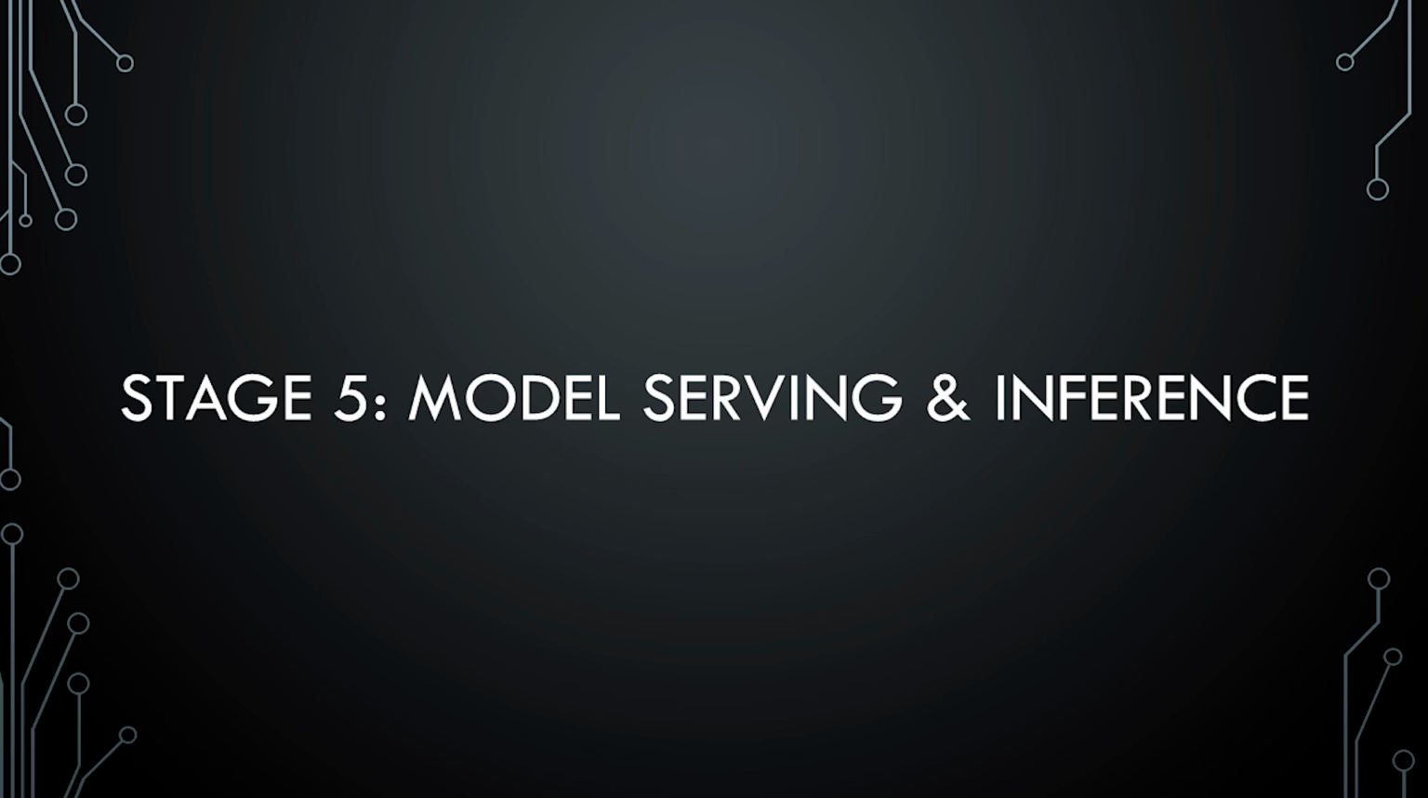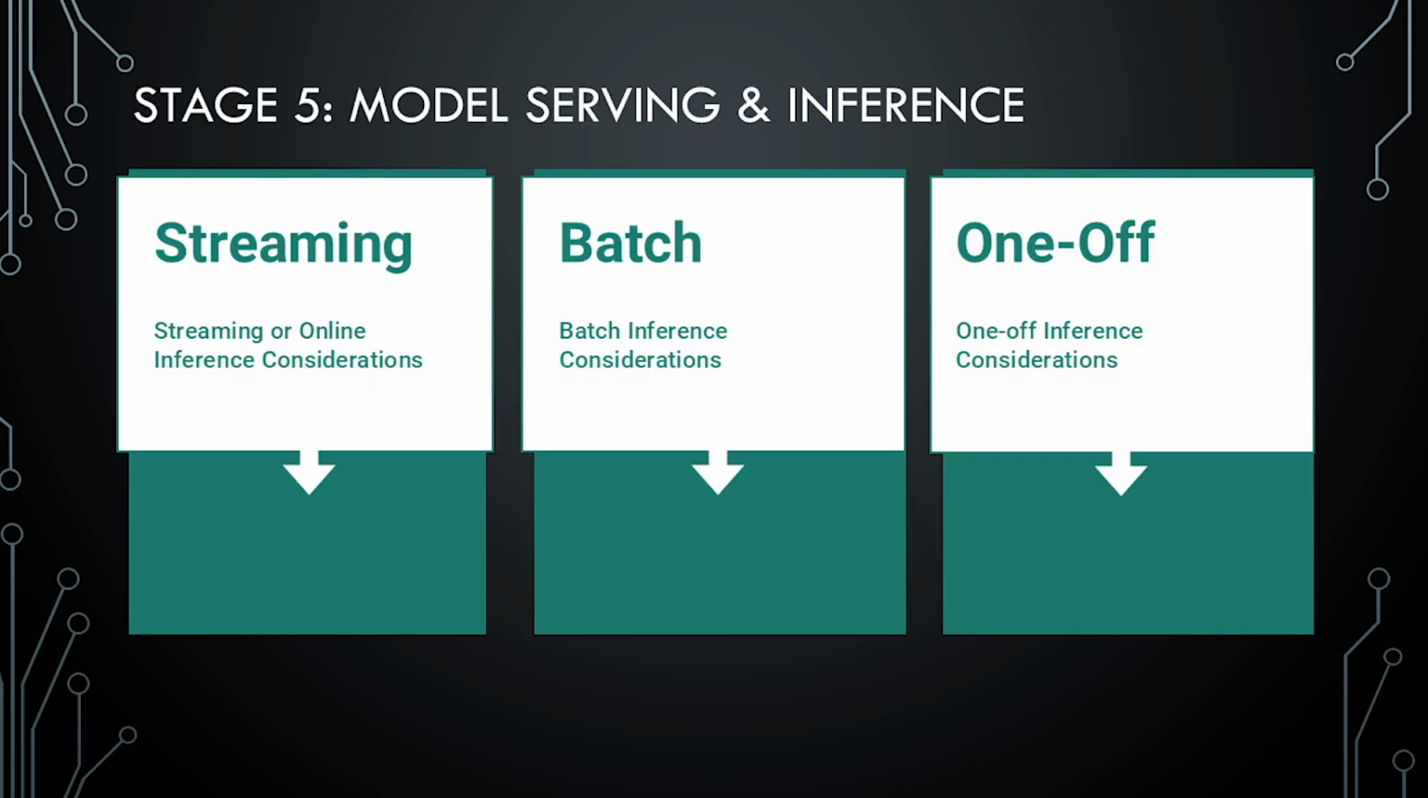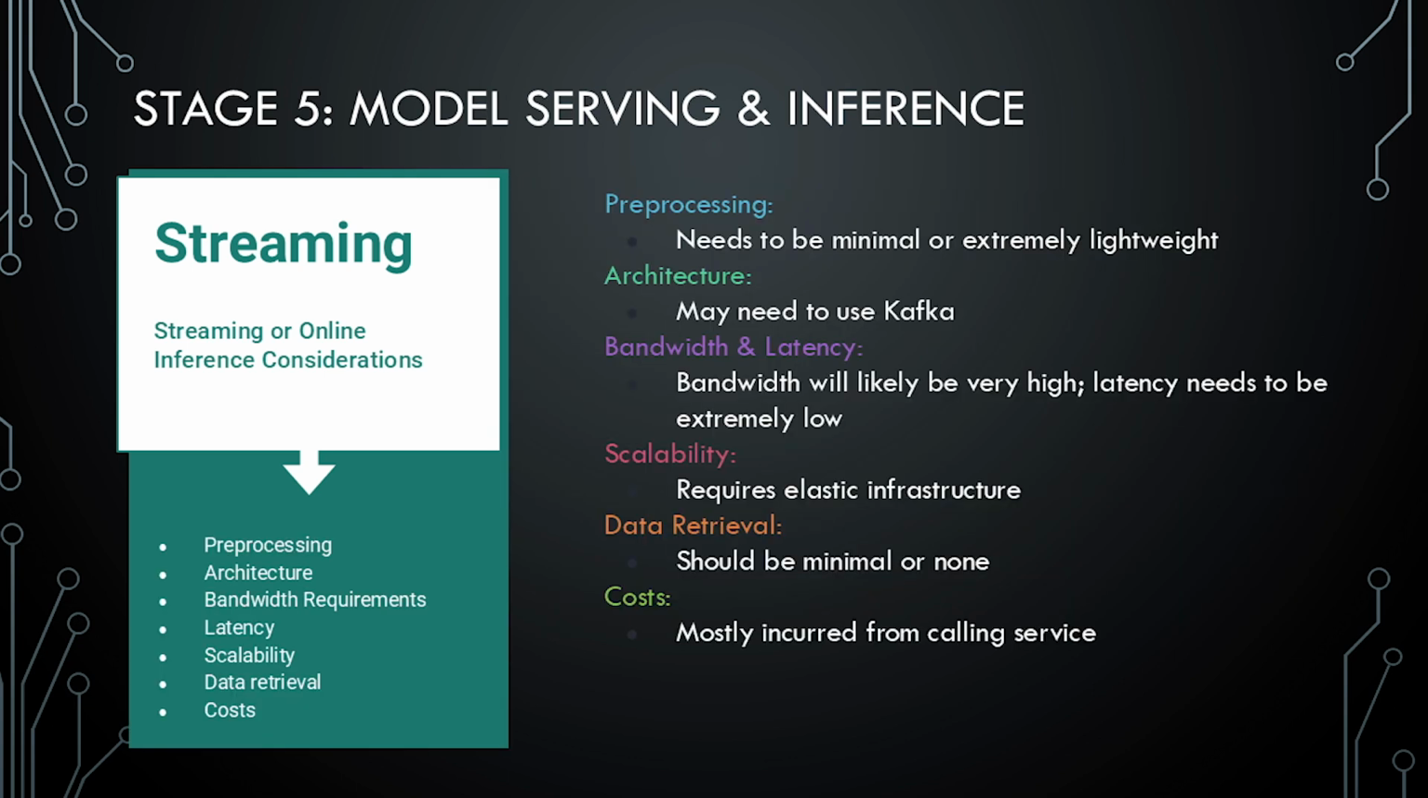Serving and inferencing. There's going to be different considerations if you're doing streaming, batch, or one-off inference. Let's start with streaming inference and its specific requirements. With streaming data, preprocessing needs to be minimal or extremely lightweight. Streaming data requires online or real-time inferencing. If you're trying to classify new observations at rapid speed, you want to have as minimal data processing as possible. We might need to use something like Kafka in our architecture that can handle those streaming data streams.